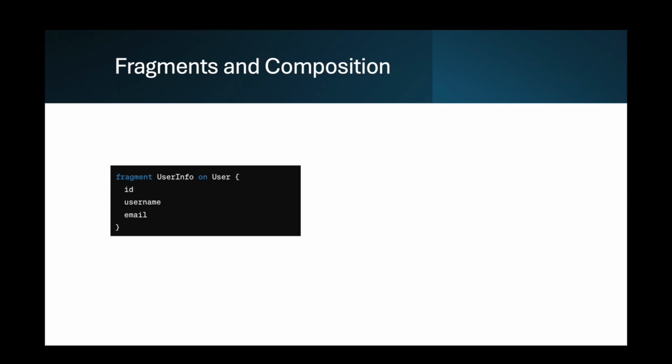Let's look at fragments and composition. Fragments in GraphQL allow you to define reusable sets of fields that can be included in multiple queries. We've already seen fragments a little earlier, but fragments improve query maintainability and readability by reducing duplication of field selections. For example, you might define a fragment for user information in this particular format, where I'm saying fragment UserInfo on User as ID, username, and email.